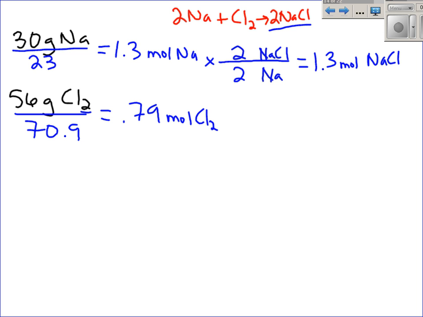Let's do the same thing instead for chlorine. Chlorine, I have 0.79 moles. If I were to use all of the chlorine, let's see how many moles of NaCl I could create there. NaCl's coefficient is still 2, but chlorine's coefficient is 1. If I take 0.79 times 2, I get approximately 1.6.